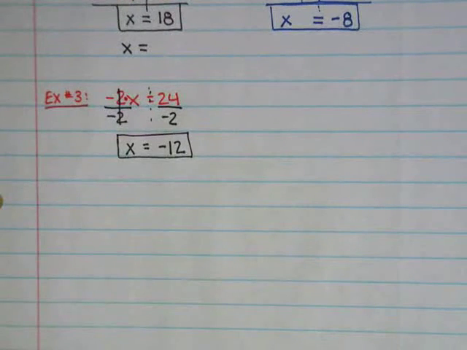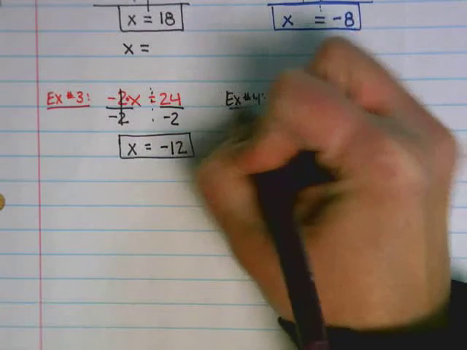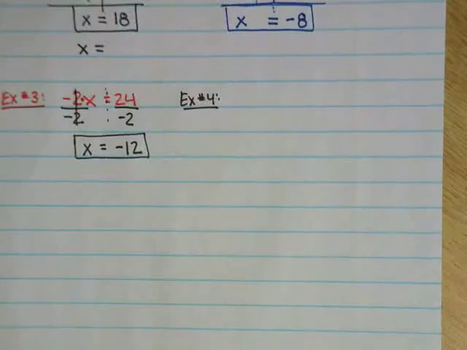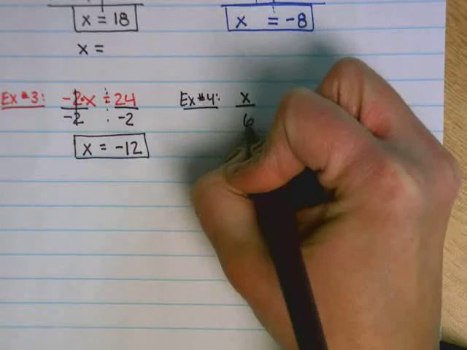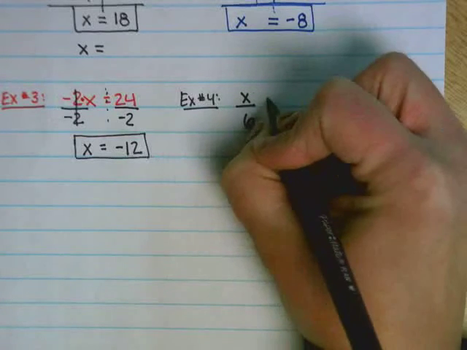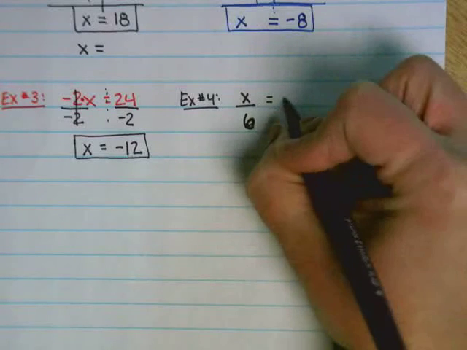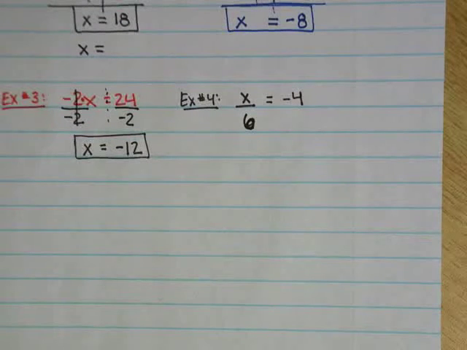And let's do one more with a division problem, division equation. Example 4. Let's try something like x divided by 6. Ooh, that was a curly 6 down there. X divided by 6 equals negative 4. Okay, so looking at this one, what needs to go away to get the x all by itself over there on that side of the equal sign? Yeah, this divided by 6 needs to go.